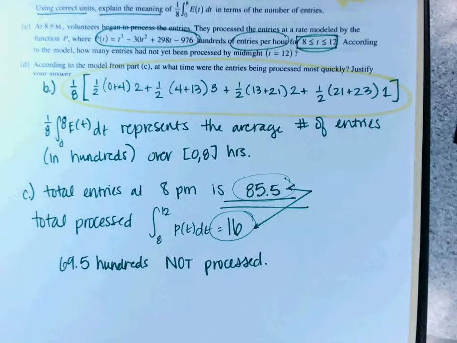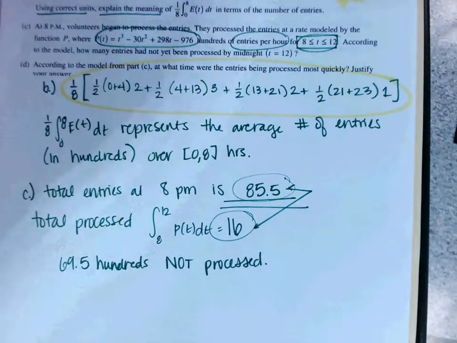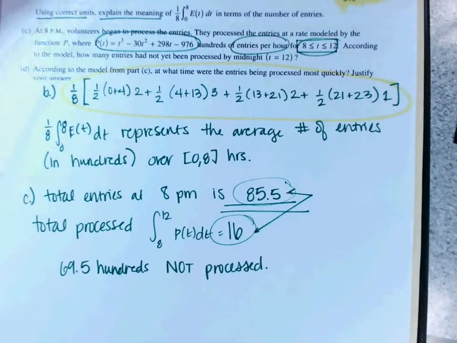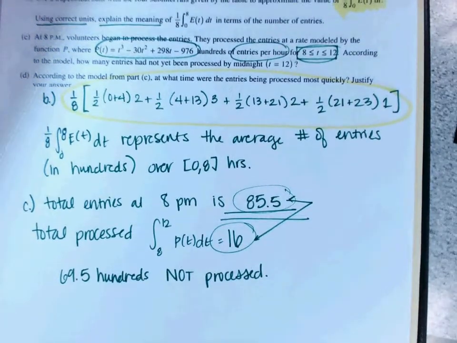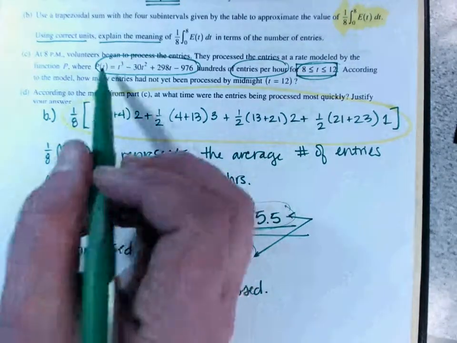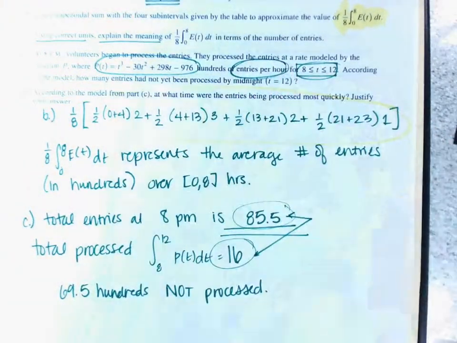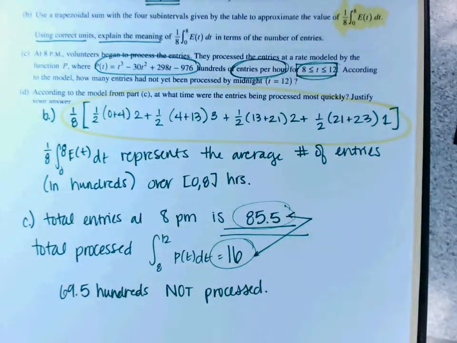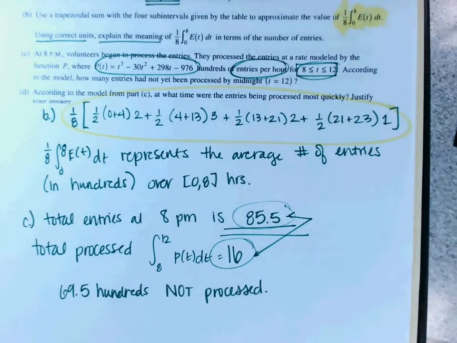Okay? Alright, then the last part, part D says, according to the model, at what time were the entries being processed the most quickly? Okay, so first thing we want to think about is we're looking for a max, right? So what I want you to do is take this equation. This is already in entries per hour. If we want to know when they're being processed the quickest, we want to know when we have a min or a max. Which one? A max. Very good. So take your graph. Okay, go ahead and type it into y equals.